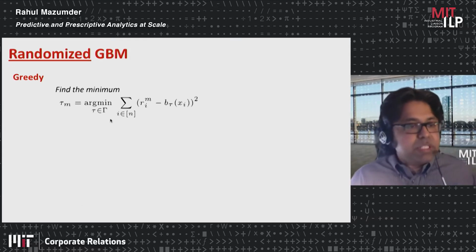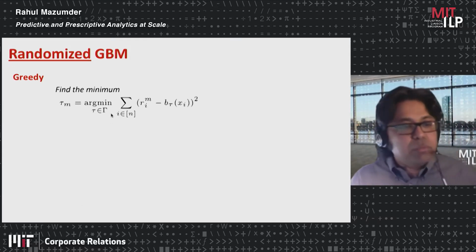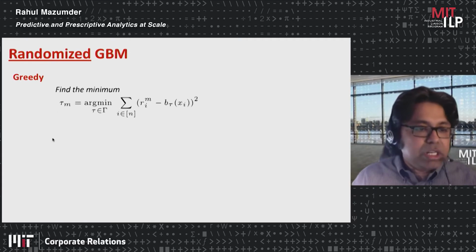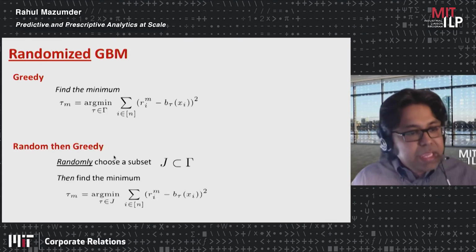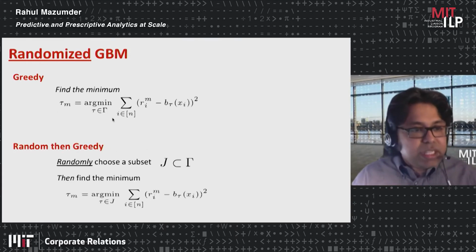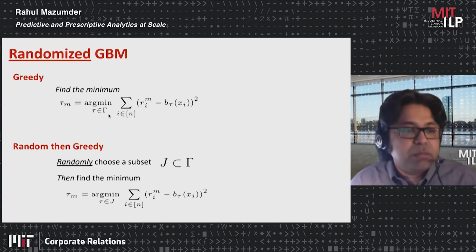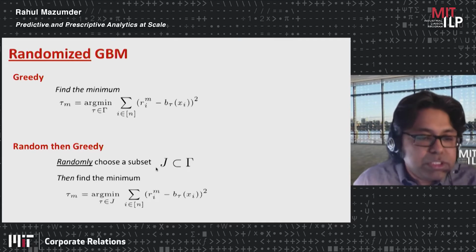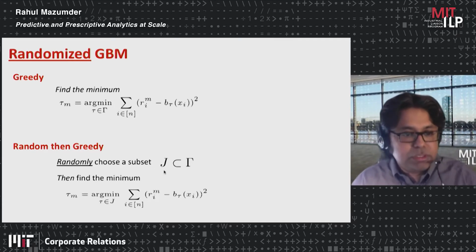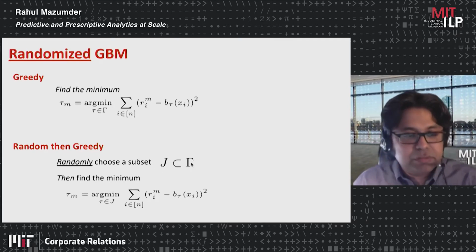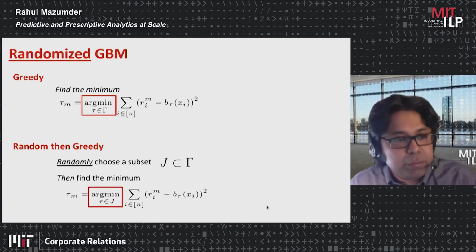So let's start with the greedy method. We want to find the minimum of potentially a large collection of numbers. Instead of finding the minimum from this large collection of numbers, we take a random subset of these numbers. So we take a random subset J of tau, and then we find the minimum of this.